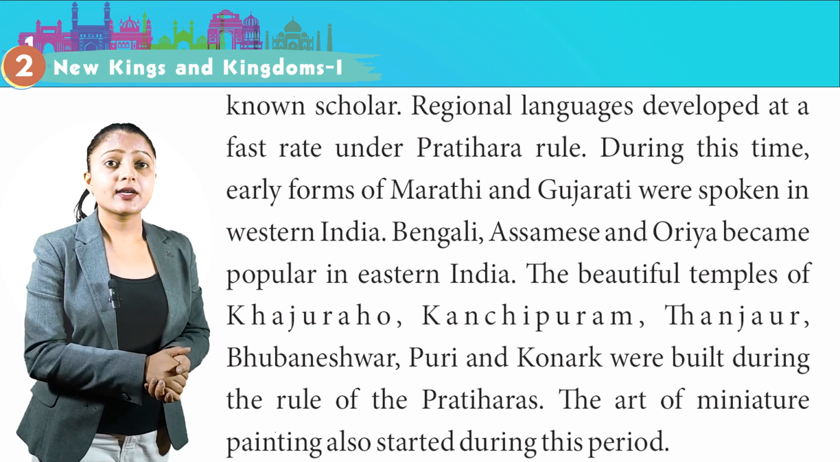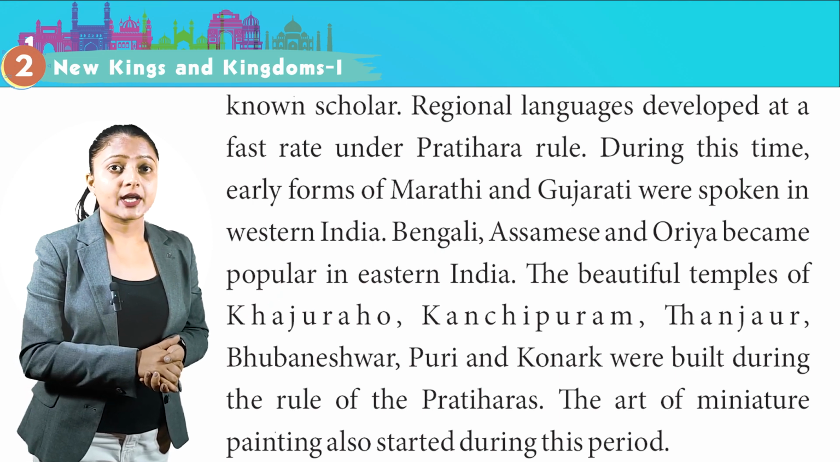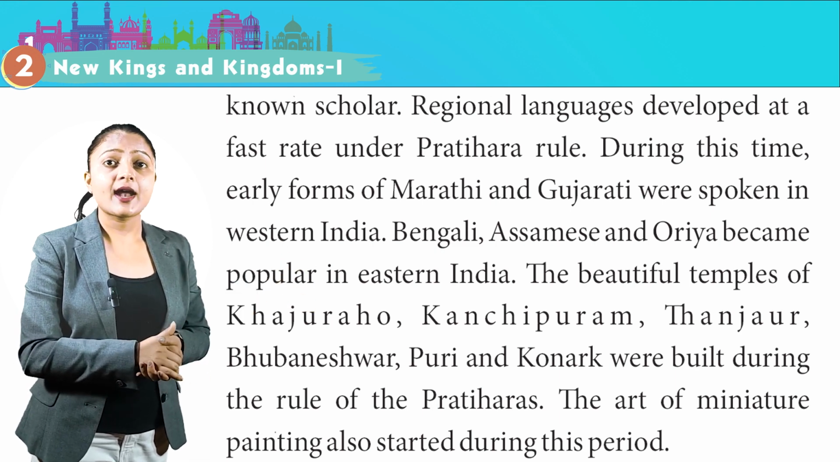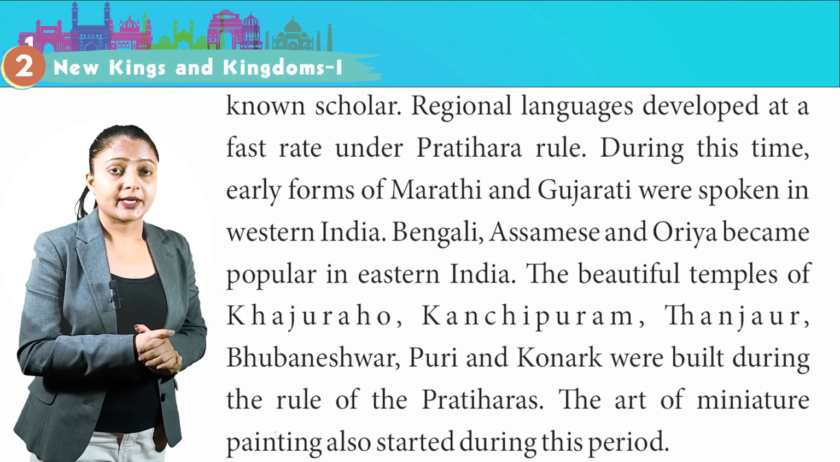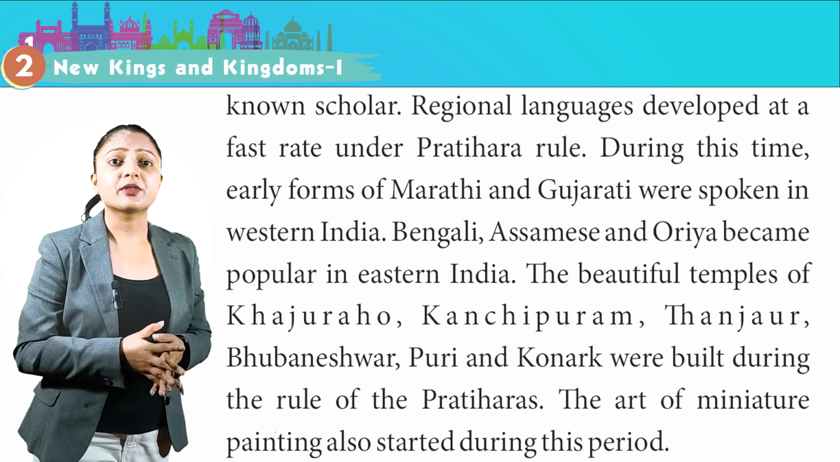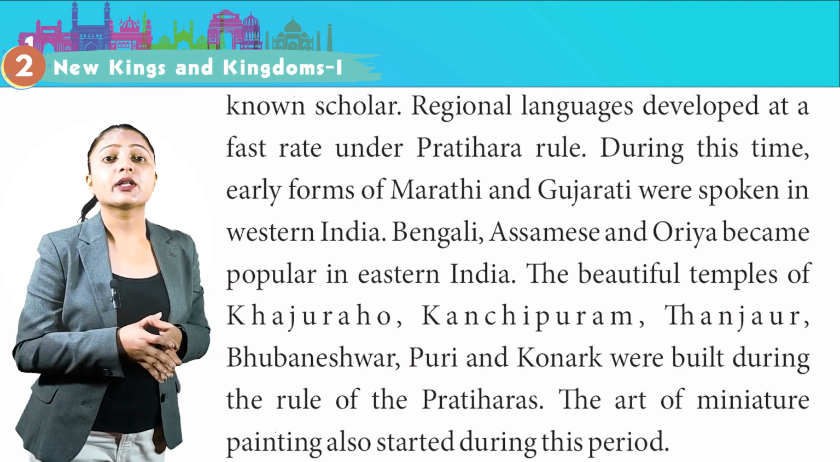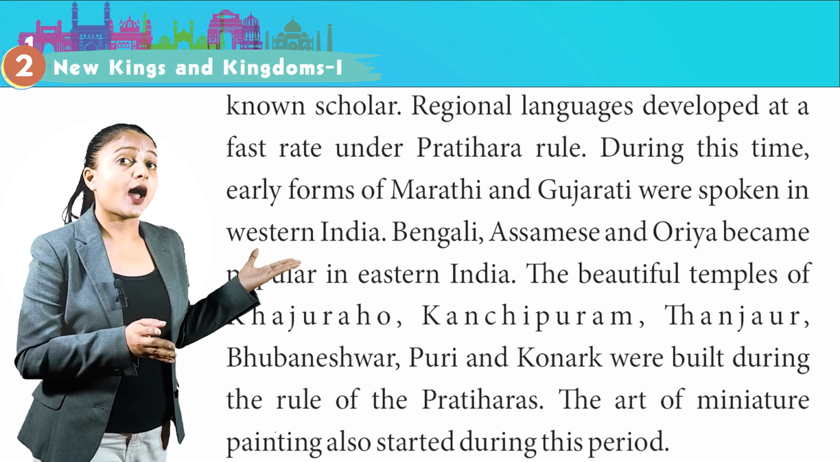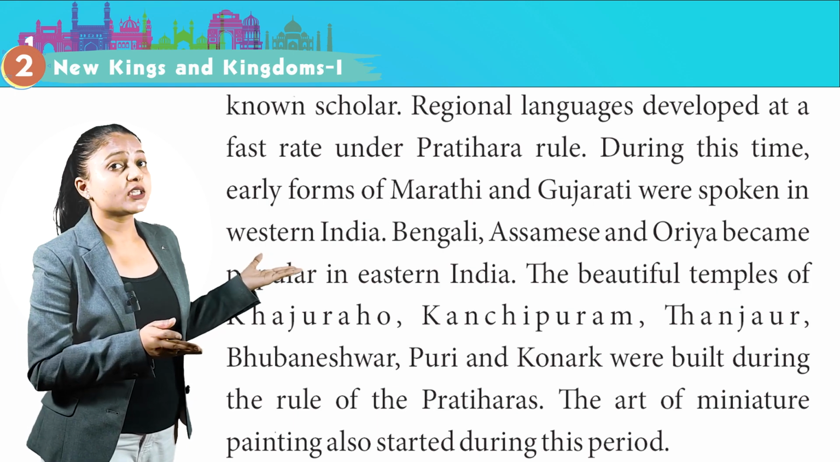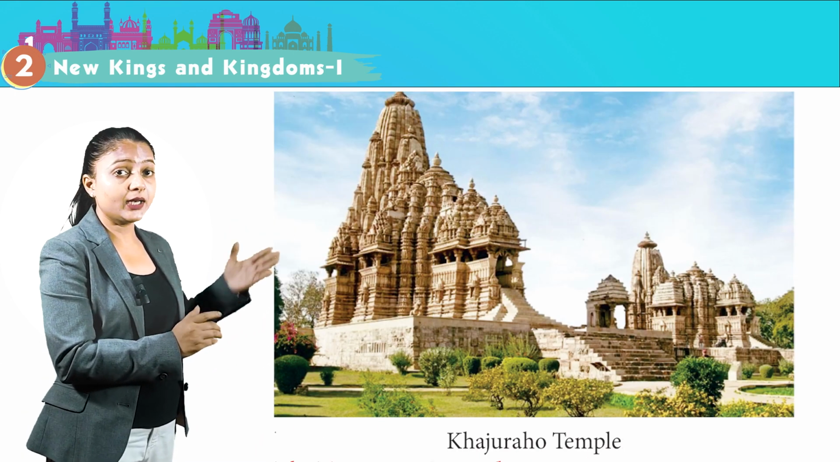During this time, early forms of Marathi and Gujarati were spoken in western India. Bengali, Assamese and Oriya become popular in eastern India. The beautiful temples of Khajuraho, Kanchipuram, Thanjore, Bhubaneswar, Puri and Konark were built during the rule of Pratiharas. The art of miniature painting also started during this period. This is the image of Khajuraho temple.